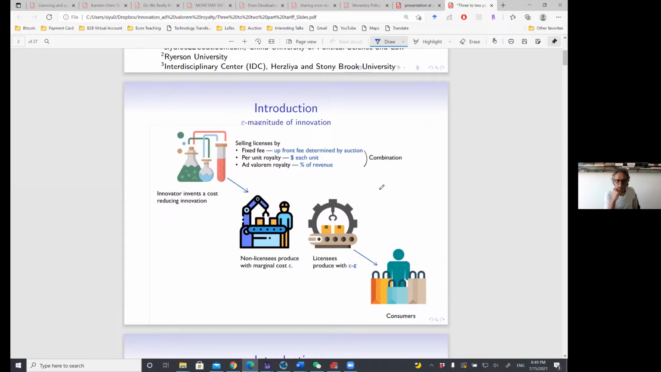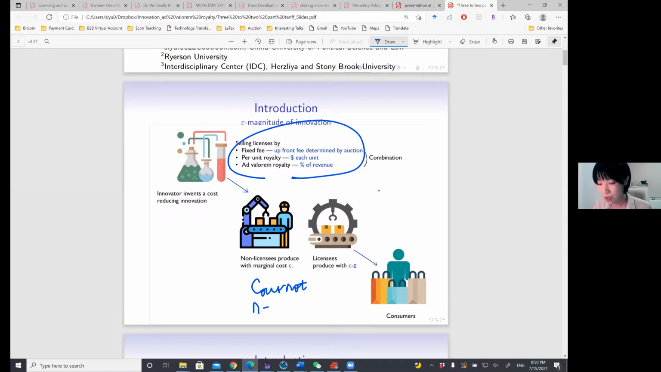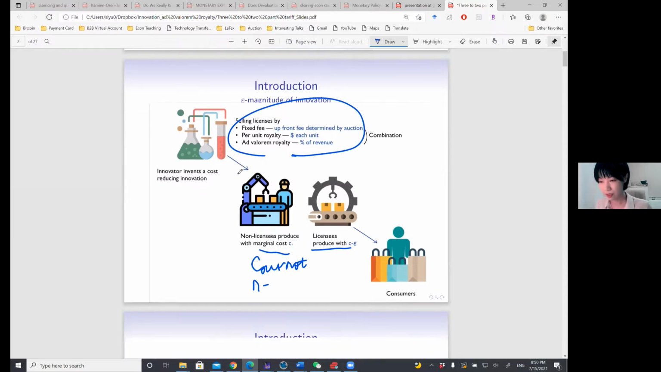So these are the payment policies, and we consider the competition in Cournot fashion. This is a Cournot oligopoly with N firms. They are either with the technology or without the technology. After the competition, the consumers decide to buy, and it's a homogeneous good. So this is the background.